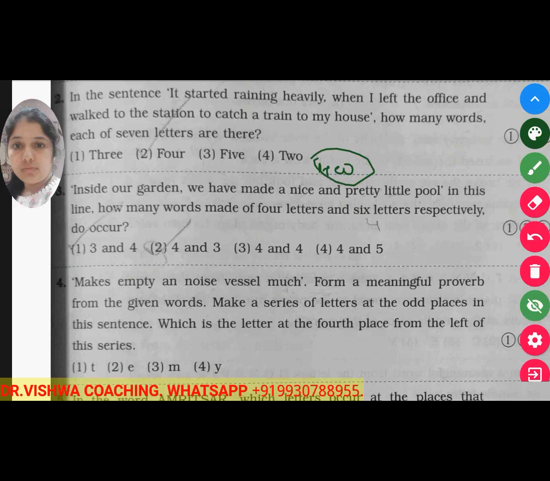Inside our garden we have made a nice and pretty little pool. In this line, how many words are made of 4 letters and 6 letters respectively? Again you have to calculate the number of letters in each word, like this. Here are 3, here are 6, here are 6. So how many 6 letter words are there, how many 4 letter words are there? So you can calculate and you can click the correct answer. Okay, so this is again for your homework.